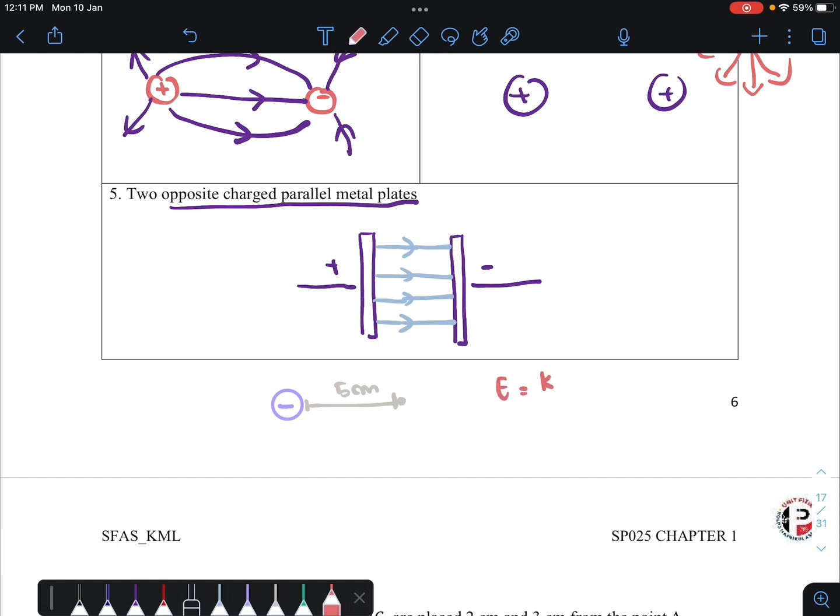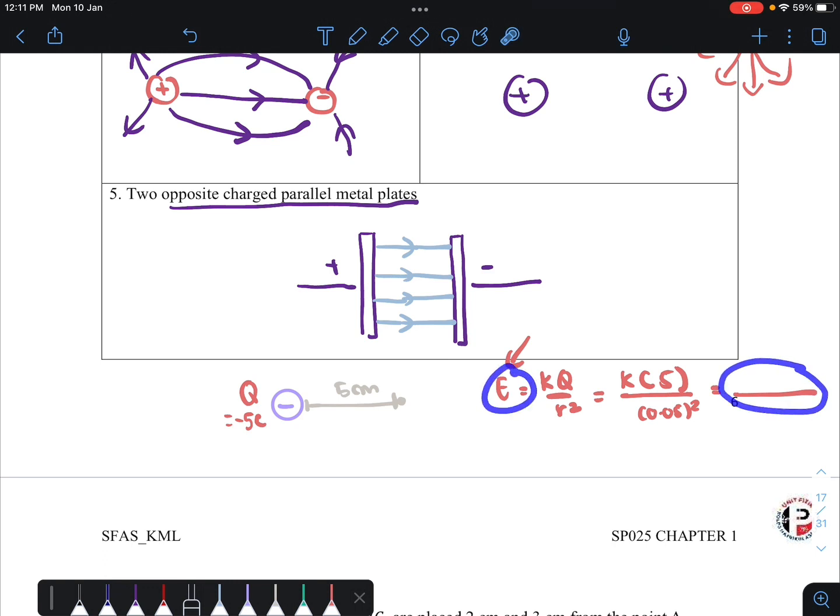So, to find the electric field strength, we just use the equation E = kQ/r². Q is our Q value. Let's say this is negative 5 coulomb. So, you're going to simply substitute k = 9 × 10^9, Q = 5 coulomb, neglect the negative because in the calculation for electric field we ignore its sign. r is 0.05 squared. You press the calculator and you will get a value. Okay, here we only get the value for E. Then we want to get the direction.